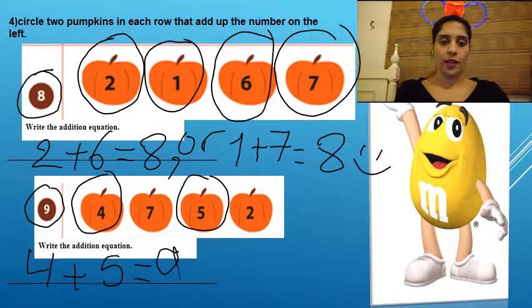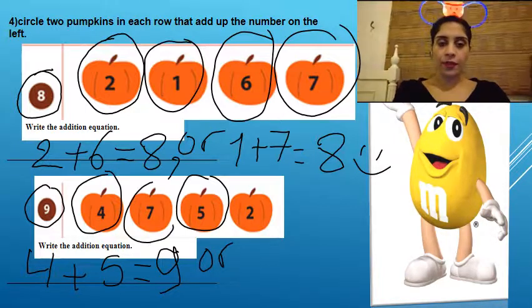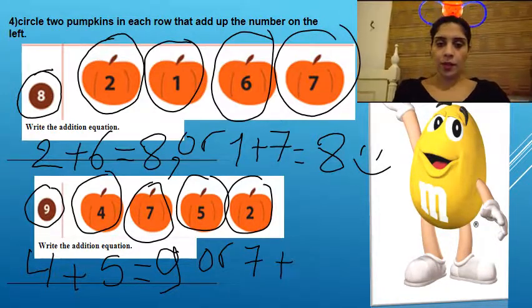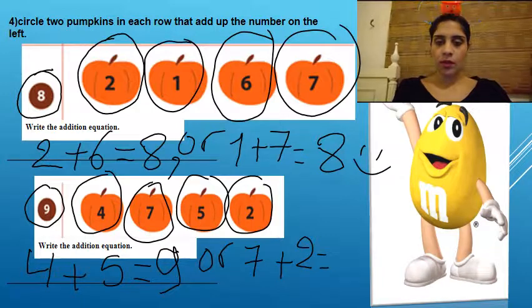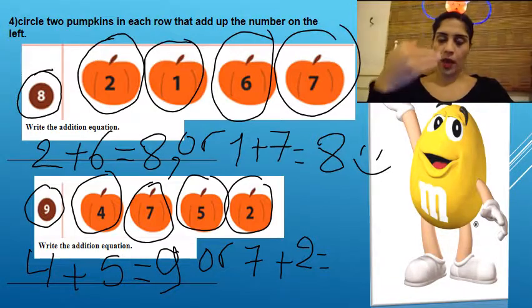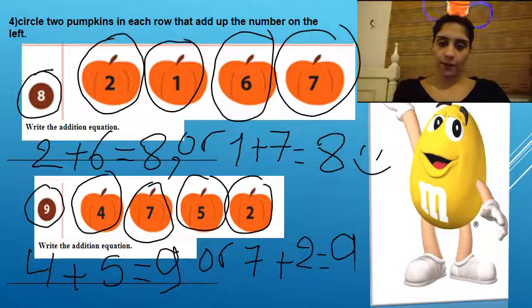Oh, it worked. Can we try another equation? Let's try 7 and 2. 7 plus 2. Which one is greater? 7. We put 7 in our head, yeah, Mr. M&M, and we continue counting. 7, 8, 9. This is 9.